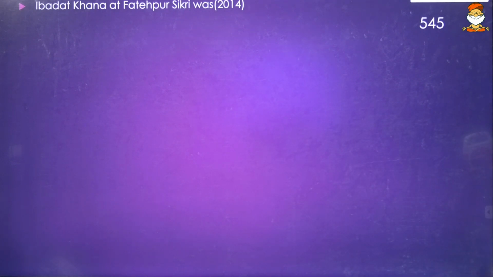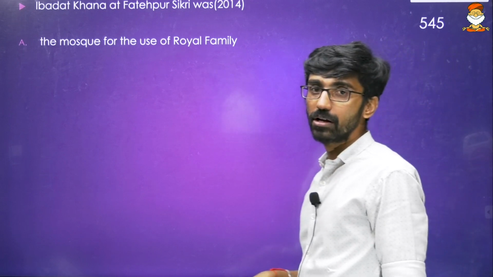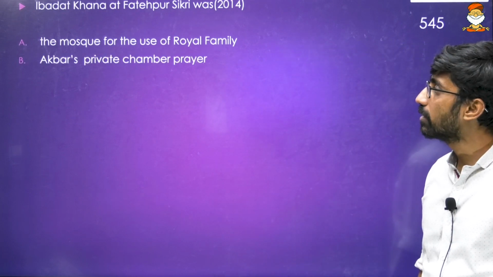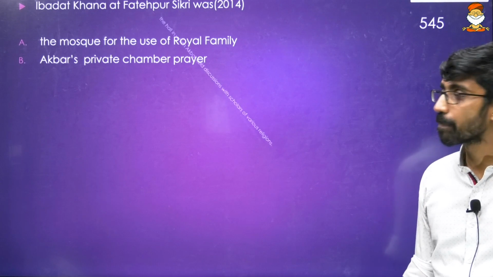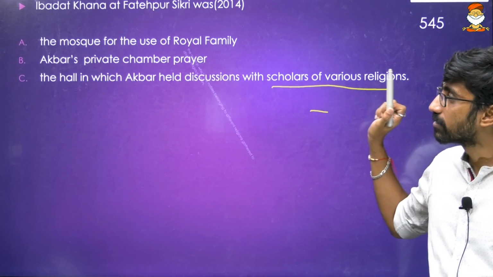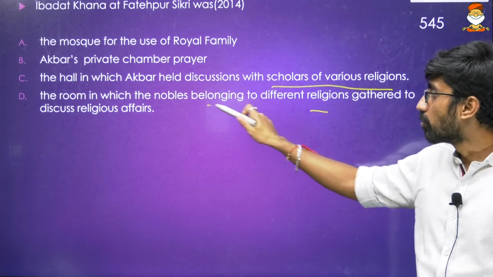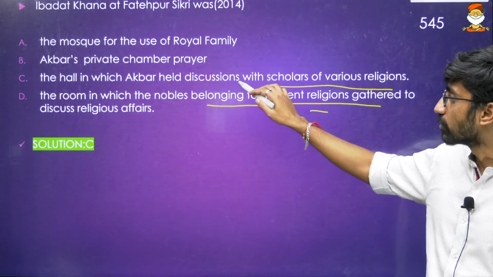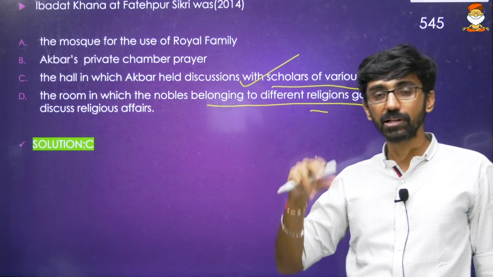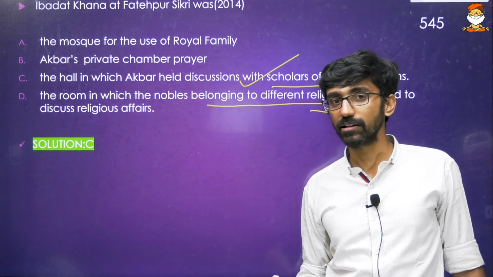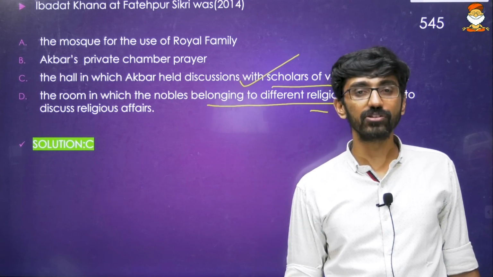One question was asked: Ibadat Khana at Fatehpur Sikri was, one of the religious reforms of Akbar, whether it was a mosque for the use of the royal family, Akbar's private chamber, the hall in which Akbar held discussion with the scholars of various religions, or a room in which nobles of different religions gathered for religious discussion. The answer is C actually. Ibadat Khana at Fatehpur Sikri was built around the cell of a Sufi saint, where Akbar used to have religious discussions.